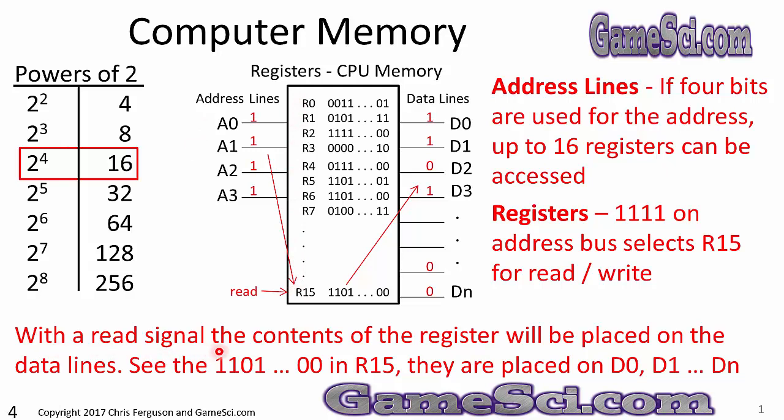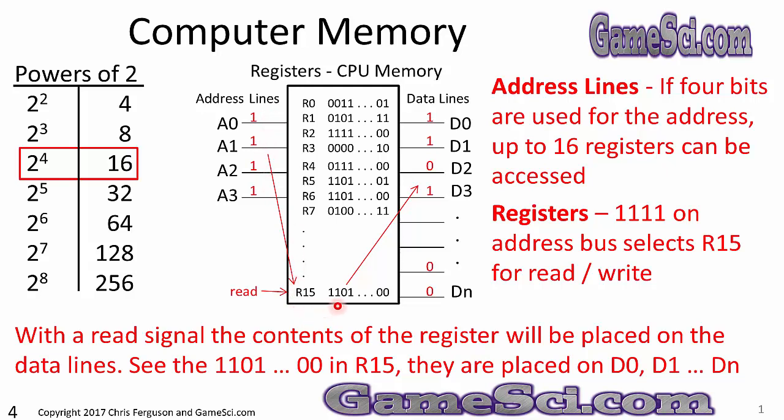With a read signal, the contents of the register will be placed on the data lines. See the 1101 ... 00 in register 15? Here's the value in register 15. These would be placed on the data lines. 4 ones say select register 15.